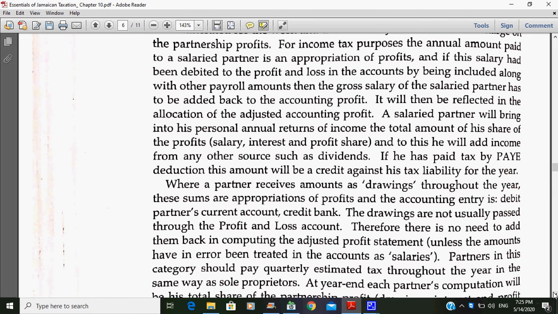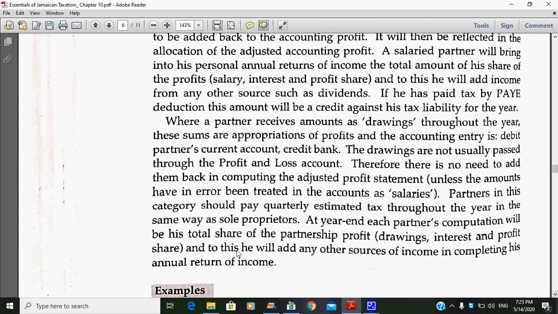Partners in this category should pay quarterly estimated tax throughout the year in the same way as sole proprietors. At the year end, each partner's computation will be his total share of partnership profit, drawings, interest, and profit share, and to this he will add any other sources of income in completing his annual return of income.